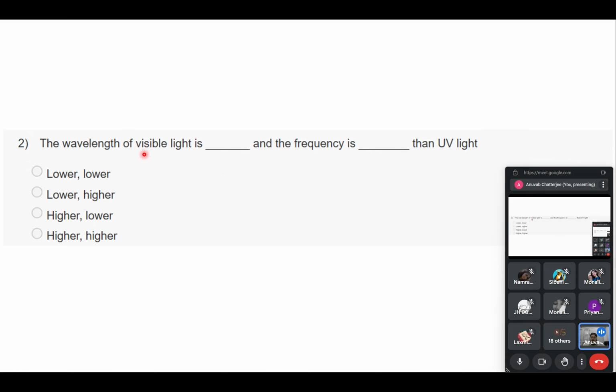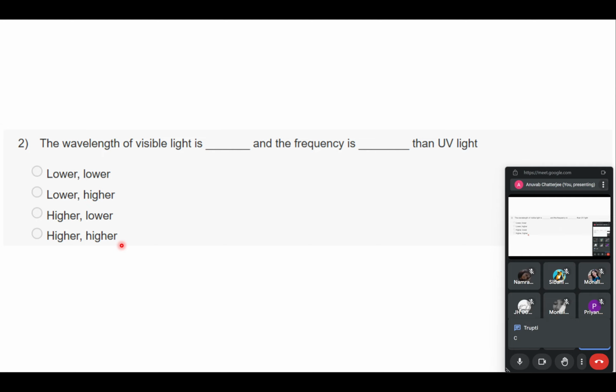The wavelength of visible light is blank and the frequency is blank than UV light. So as compared to UV light, the wavelength and frequency of visible light is, options are lower and lower, lower and higher, higher and lower, and higher and higher. So you have four options, A, B, C, D. Whichever you think is the correct one, you can put into the chat.